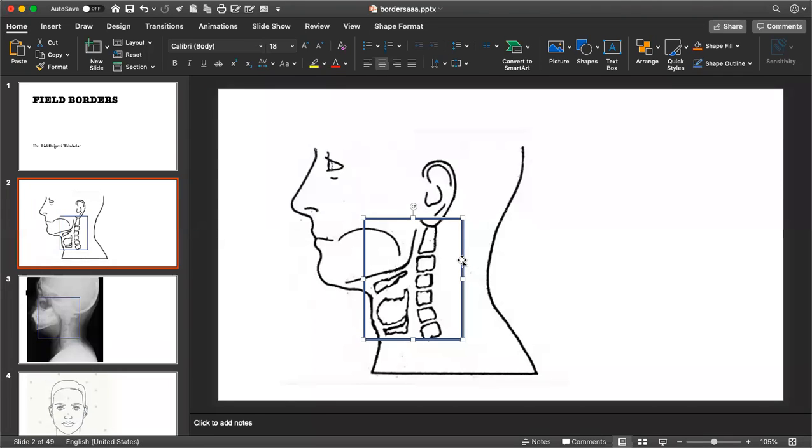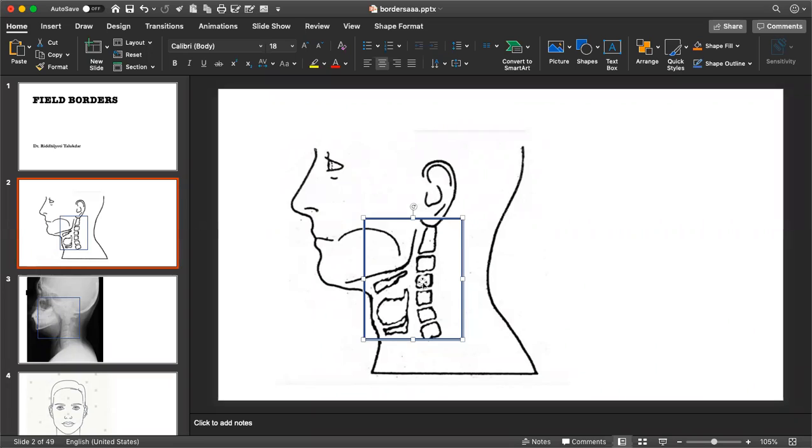Your posterior border will again be the same, like other head and neck cases, mastoid, and then off chord to tragus, or posterior border of the spinous process, and then off chord to the middle of the vertebra or anterior border of the mid vertebral level. That is what oropharynx is.